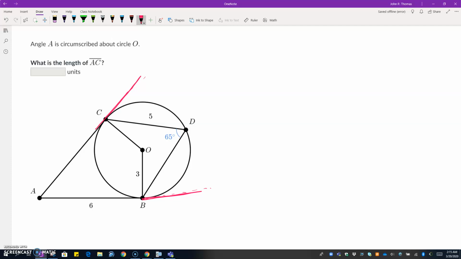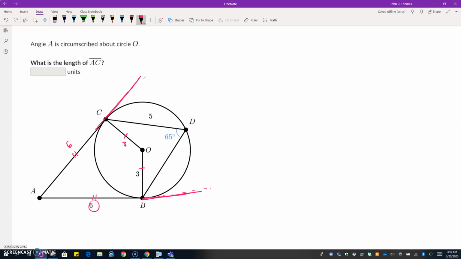Now, we know when that happens that this side is congruent to this side. Alright, this and this are both radii, so we could bring that 3 over to the other side and drop a 3 there. Alright, and then this 6 down here, we could bring that up and put a 6 there. Now, the question on this particular problem is, what is the length of AC?